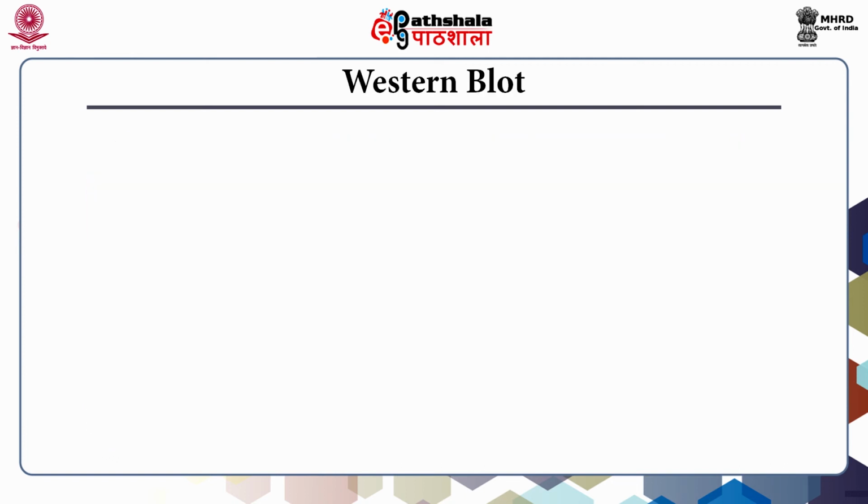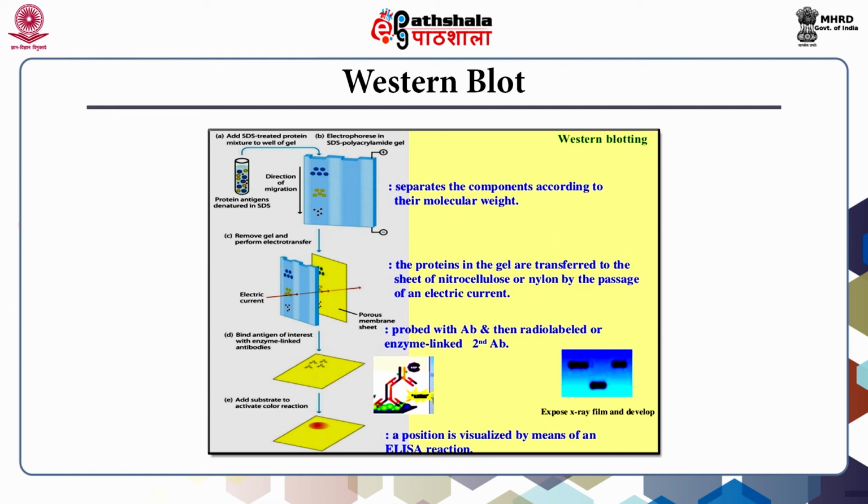Now, Western blot. This is a diagrammatic representation of a Western blot protocol. We run denatured protein on a PAGE, that is polyacrylamide gel electrophoresis, which separates components on the basis of molecular weight. After that, we transfer the proteins from the gel to a nitrocellulose or nylon membrane by passage of an electric field. Now, the membrane is probed with an antibody, and a radio-labeled or enzyme linked secondary antibody and substrate are used to visualize color on the membrane.